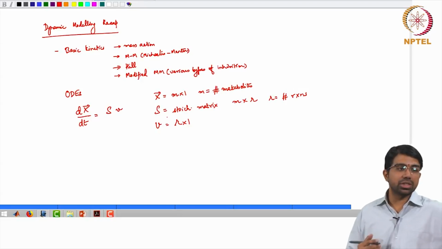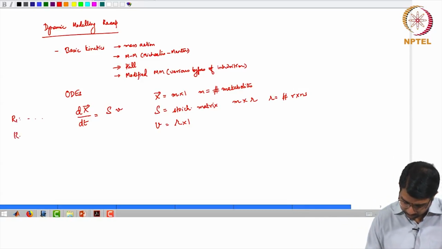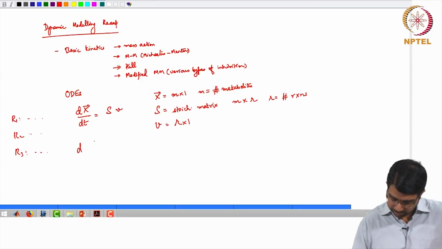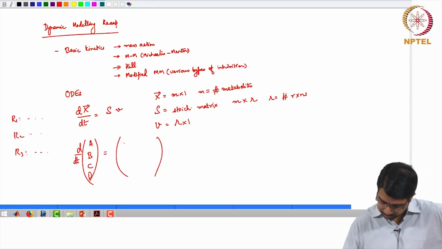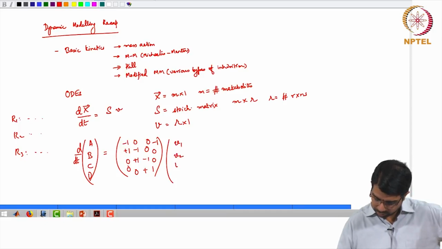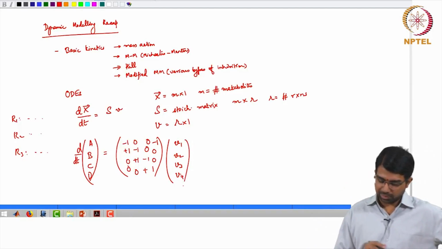So, if you have all the reactions written down for any given system, let us say you have R1, R2, R3 and so on involving metabolites. Let us say a simple example would be d[A, B, C, D] by dt equals the matrix minus 1 plus 1 0 0, 0 minus 1 plus 1 0, 0 0 minus 1 plus 1, minus 1 0 0 1, times V1, V2, V3, V4. Here I have the same number of metabolites and reactions.